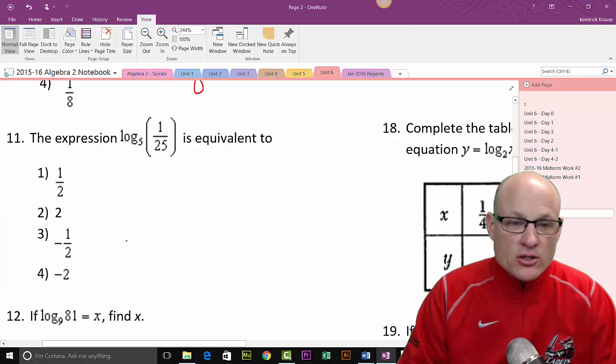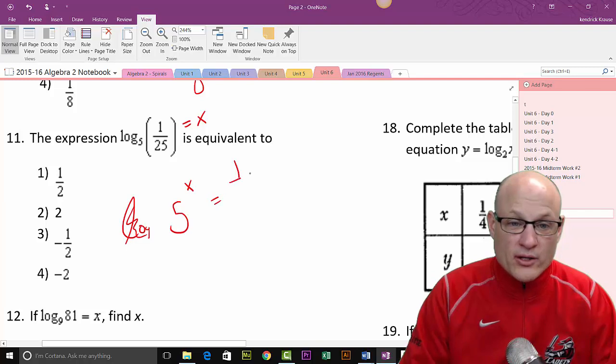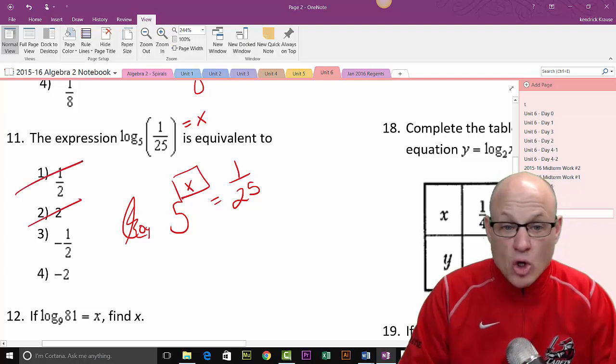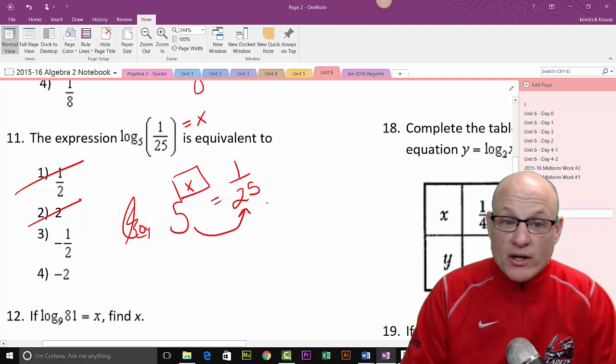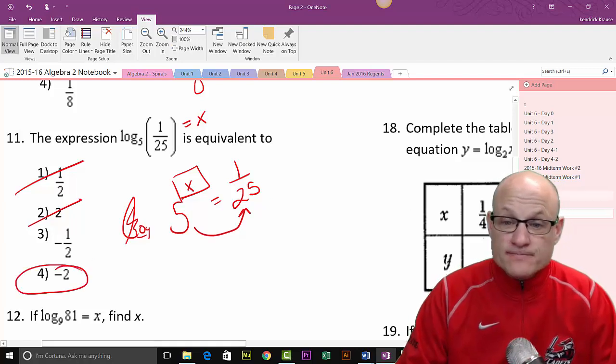Same thing here. Log base, well, I don't even need this. We're just going to set this equal to x, right? So it's all about the base. So 5 to the x equals 1 over 25. Well, first of all, what kind of an exponent makes a fraction? Negative. Okay. What number gives me 25? 5 squared. So negative 2.